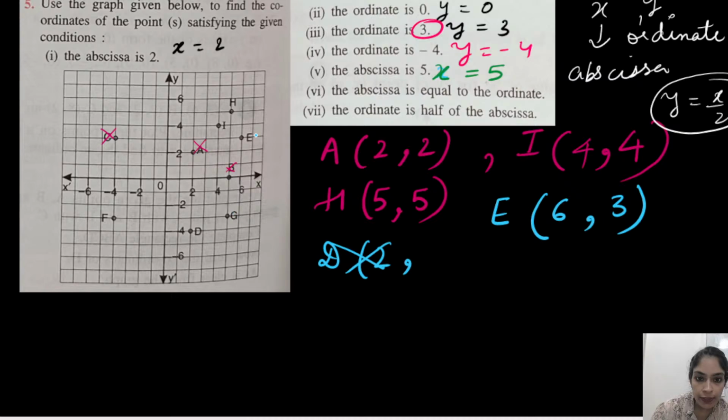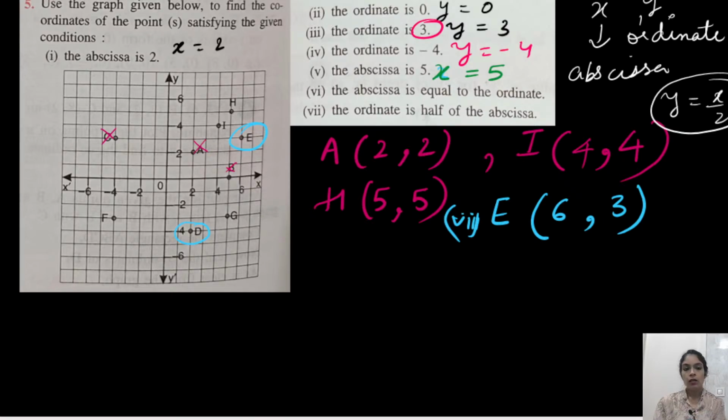Any other point? Here E is there. No. D is not there, because D's coordinate is 2, -4. So y is not half of 2. So D is not the answer here. So E is the answer of the last one, which is the 7th one. Yes, with this we have completed 5 questions. Do you have any doubt?